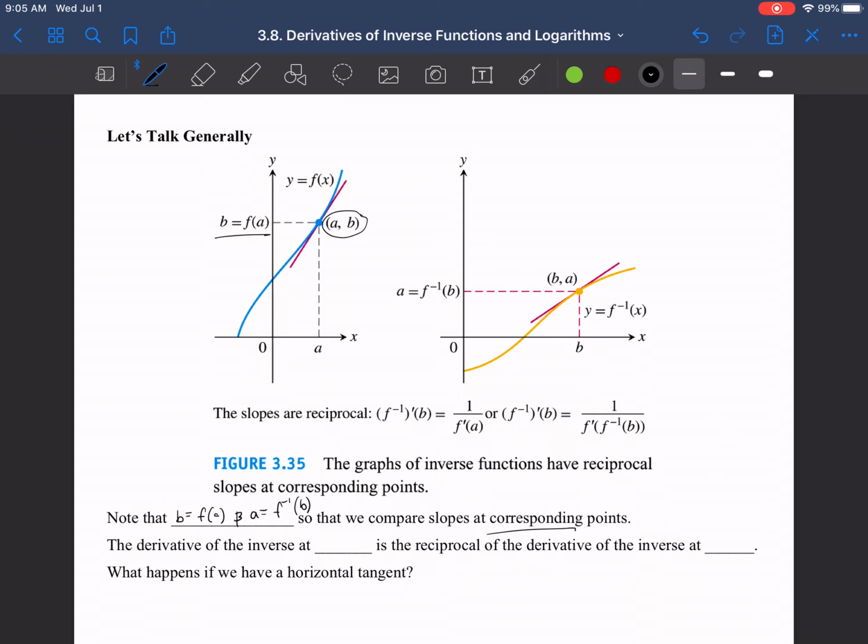So the derivative of the inverse at (a, b) is the reciprocal of the derivative of the function at (b, a). So you have to swap the points. And here's one I want you to think about. What happens if we have a horizontal tangent? If we have a function with a horizontal tangent and you try to do its inverse, what are you going to get? Draw yourself a picture. Think of what happens when you invert the function of a horizontal line, and see what you get. You should be able to figure that out, but I want you to think a little bit about that question.